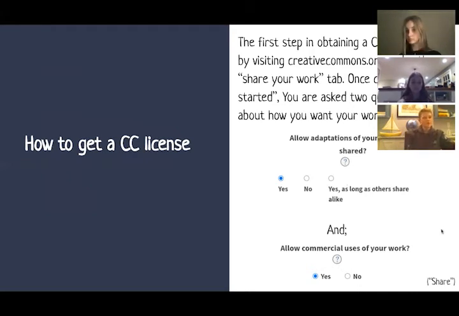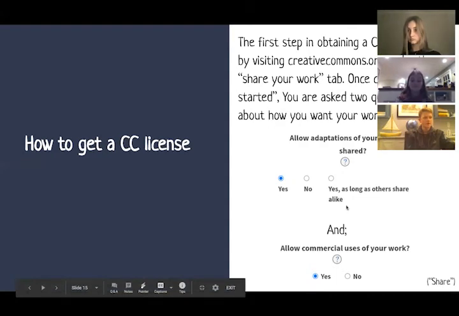Hi, my name is Cole McCarney, and I'm also part of the Creative Commons group. Today, I'll be teaching you about how to obtain a Creative Commons license and what the difference between a Creative Commons license and a traditional copyright license is.